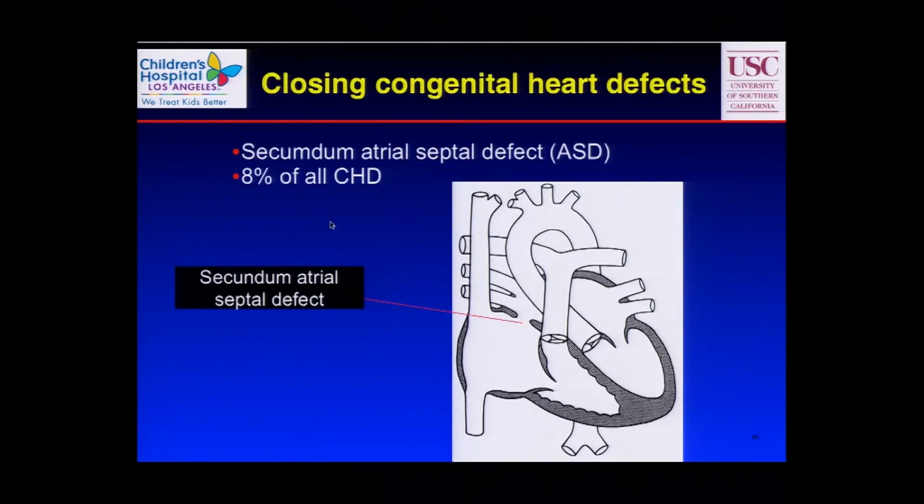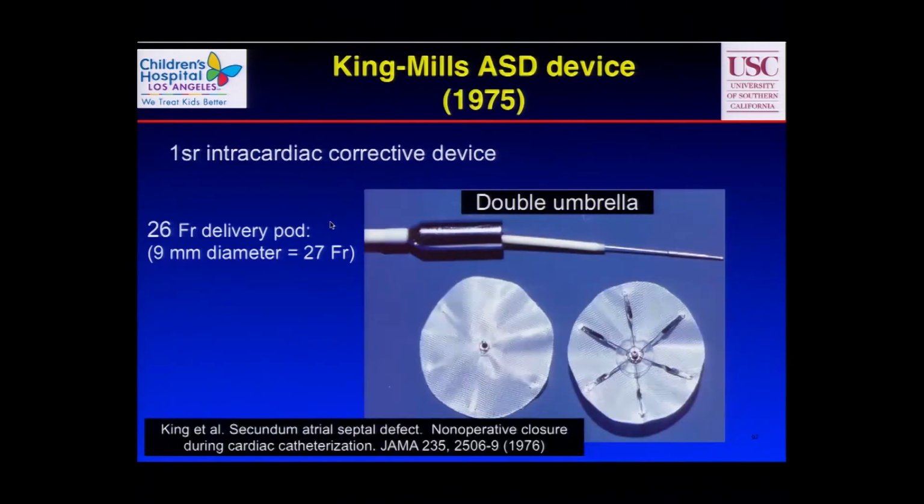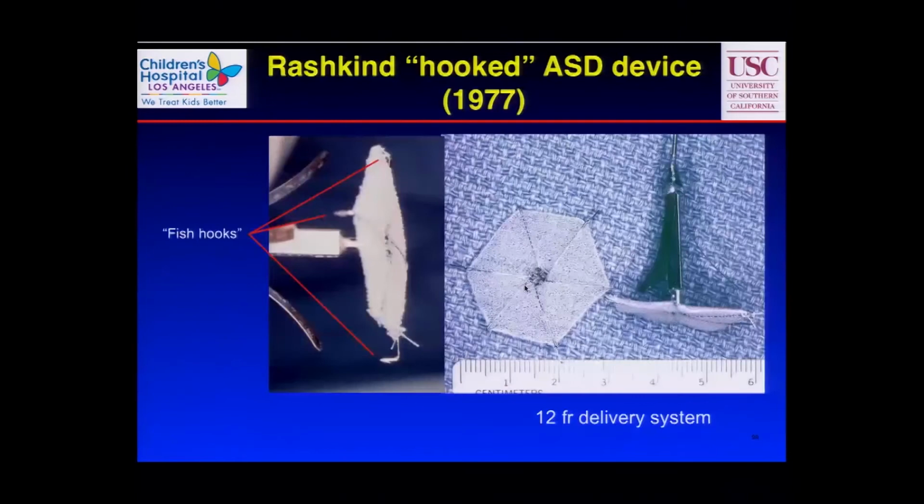Let's look at ASDs. Again, I don't have to talk a lot about ASDs because you guys are very familiar with that. But let's go over the history. It's 1975, Dr. Mills came up with his device, 26 French system, huge system. But he reported this in 1976. Here's Dr. King, here's Dr. Mullins. I'm sitting in the back. See how much bigger they are? They're giants of the field here compared to me.